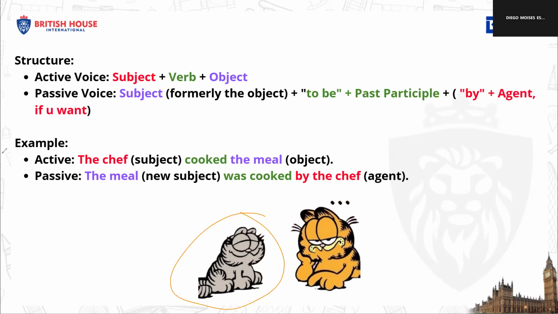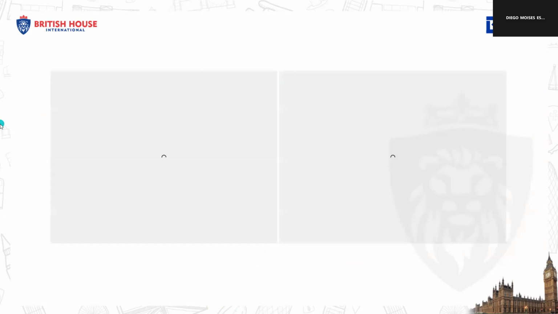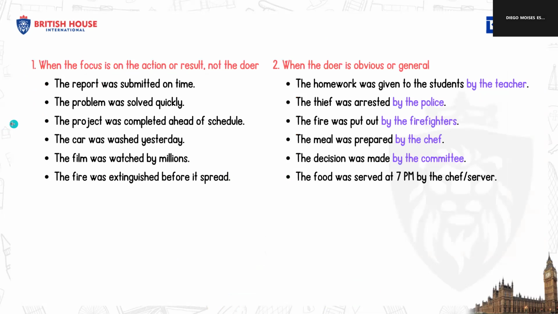All right, so let's continue, guys. We are going to look at the shorter form. You're not going to write all of this, but it's similar. Subject, be, past participle, agent. Okay, now you know the structure. We're going to look at some examples. So, these are the main uses. So focus here. These are the main uses.